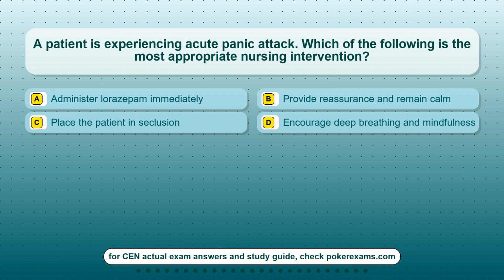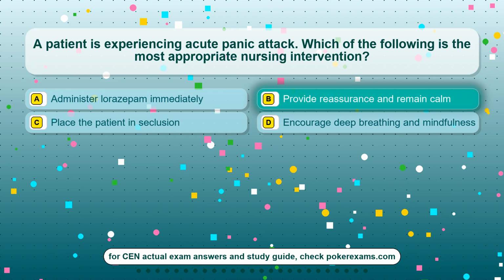Question 13. A patient is experiencing acute panic attack. Which of the following is the most appropriate nursing intervention? Option A, administer lorazepam immediately. Option B, provide reassurance and remain calm. Option C, place the patient in seclusion. Option D, encourage deep breathing and mindfulness.